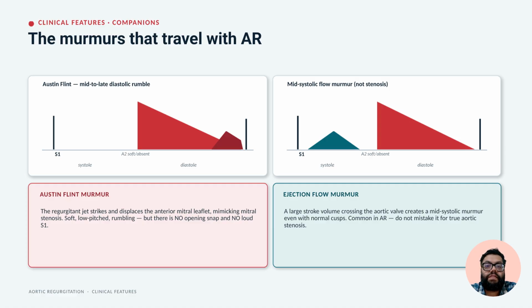The discriminators are crucial for the exam. There is no opening snap and no loud first heart sound, both of which you would expect in genuine mitral stenosis. On the right is a mid-systolic ejection murmur. Here the explanation is simply flow. An enormous stroke volume crossing even a normal aortic valve makes turbulence and noise during systole. It is common in significant AR and does not on its own mean the valve is stenosed. Two extra murmurs, two opportunities to overdiagnose, and now you won't.